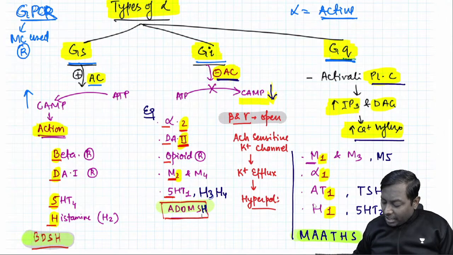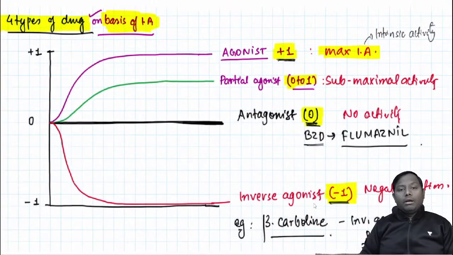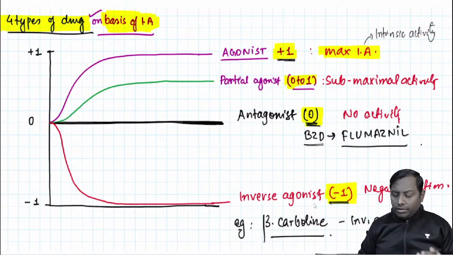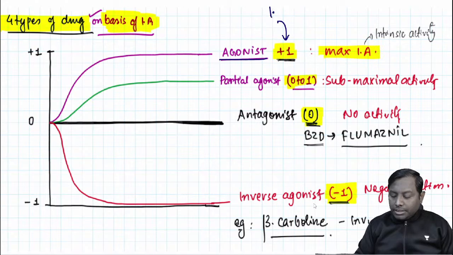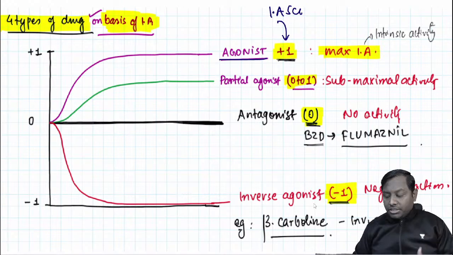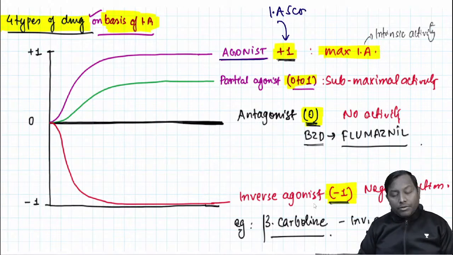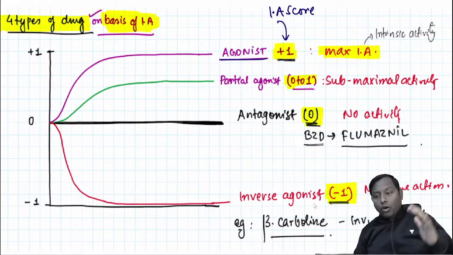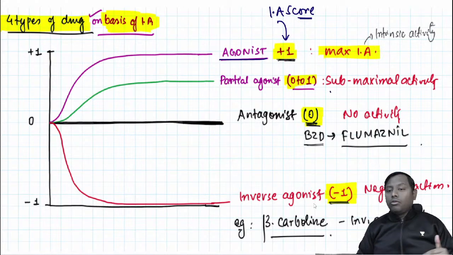Then on the basis of graphs also they ask you 2-3 questions. I think all of you guys are already aware. The one that is producing maximal intrinsic activity will be the agonist, and the intrinsic activity score will be +1. This will be the IA score. Next, the one that is producing submaximal intrinsic activity will be a partial agonist. Antagonists will have no intrinsic activity. They will simply occupy the site and not do any action.